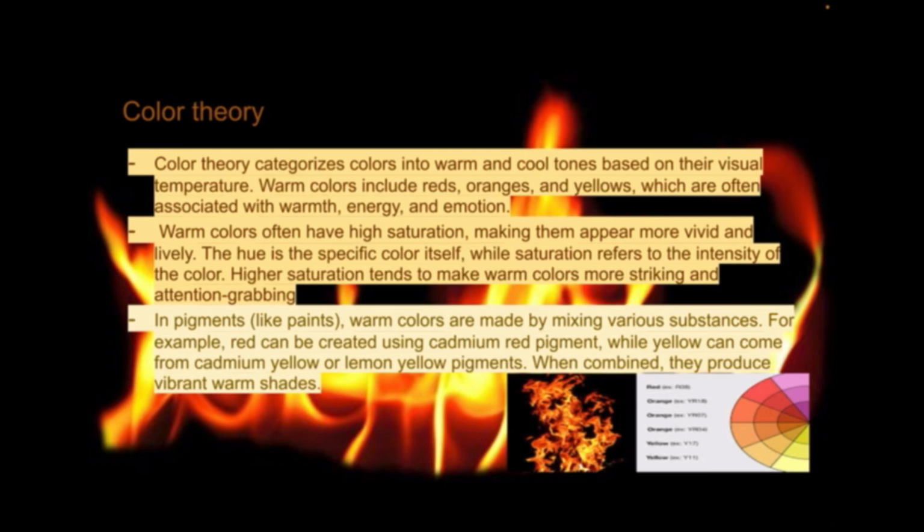In pigments like paint, warm colors are made by mixing various substances. For example, red can be created by using cadmium red pigment, while yellow can come from cadmium yellow or lemon yellow pigments. When combined, they produce vibrant warm shades.